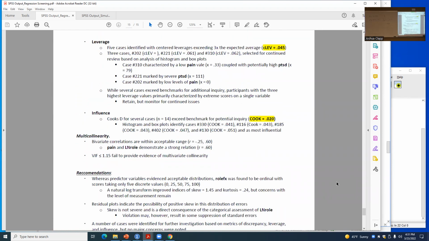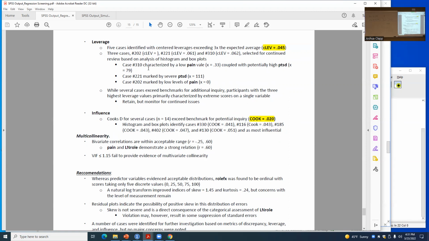Leverages, right? We've got 5 cases with centered leverages, 3 times the expected average. Went through and identified the top 3 cases for continued review. I'm not saying you only always look at the top 3, but you're just using those plots to say, these are the ones that are probably our biggest concern. And then going through and describing what's going on.